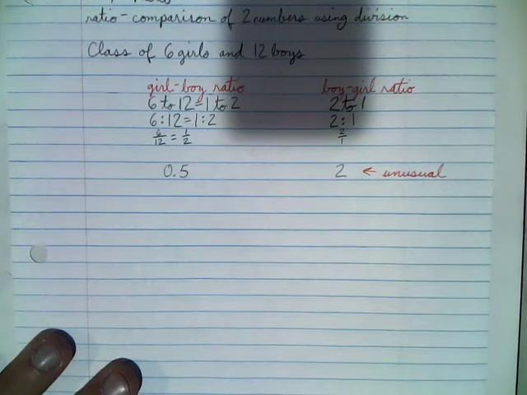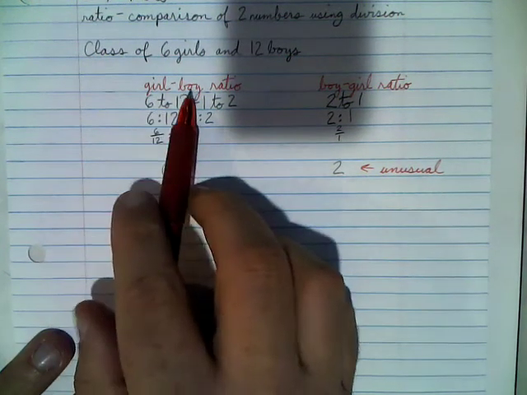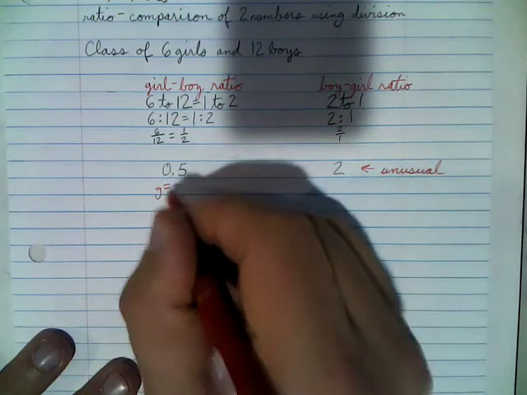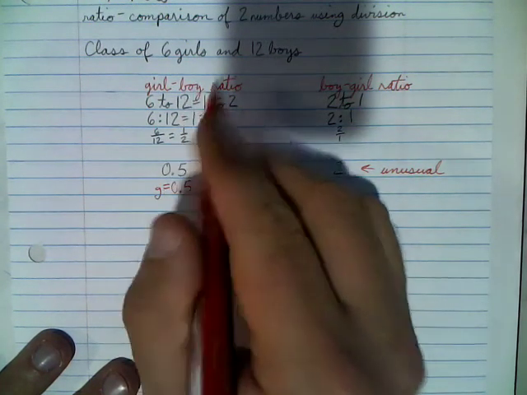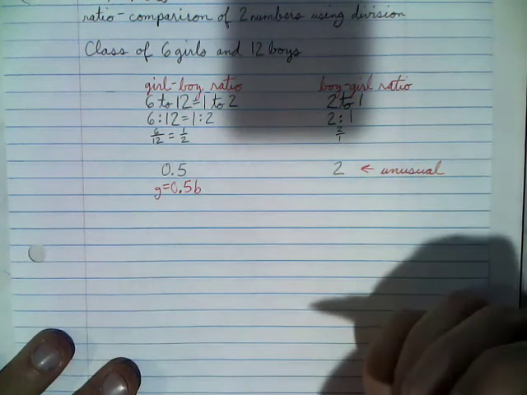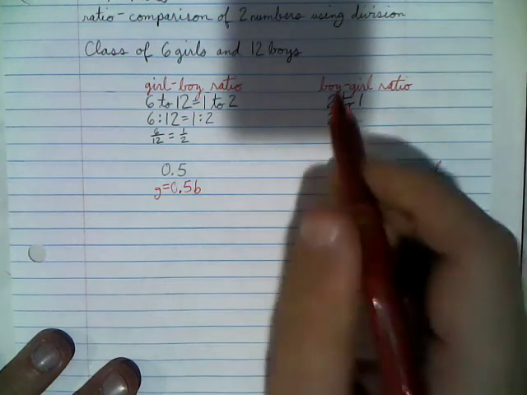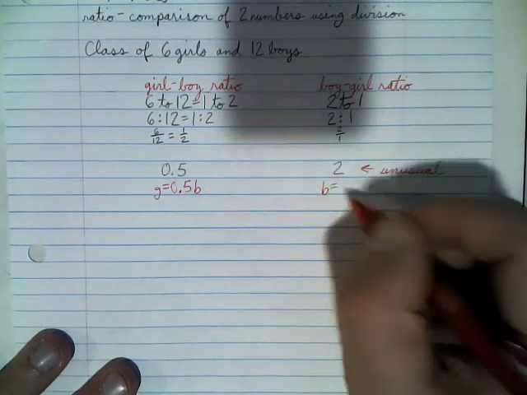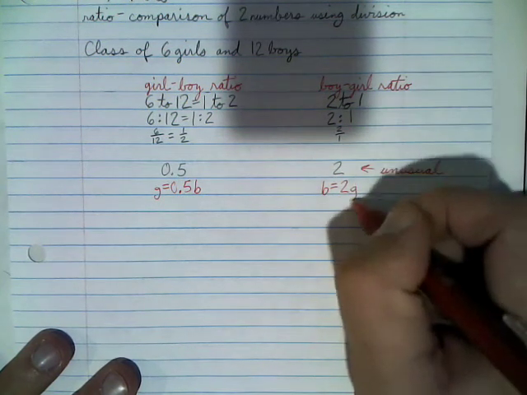However, if I do make it into a decimal, this feeds nicely into making an equation of our situation. So since this is the girl-boy ratio, I take the girl first. I'm going to do G for girl. And this would equal my ratio decimal, 0.5, times the second number, the number of boys. And now we have a little equation for discovering the number of girls. Likewise, if I did it over here, this time the boy number is first. So boys equal my ratio number, and then followed by girls.